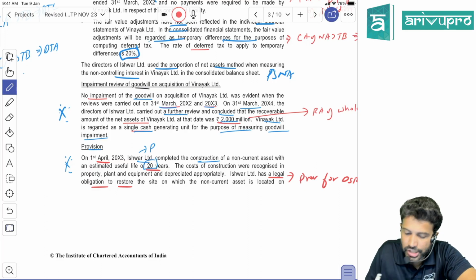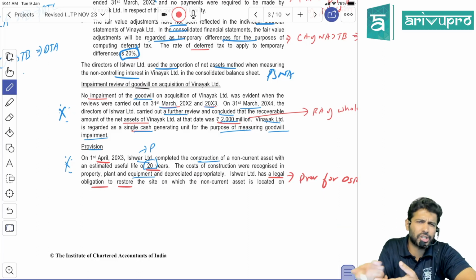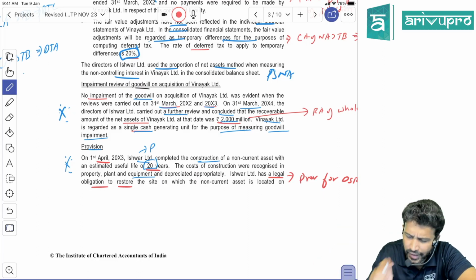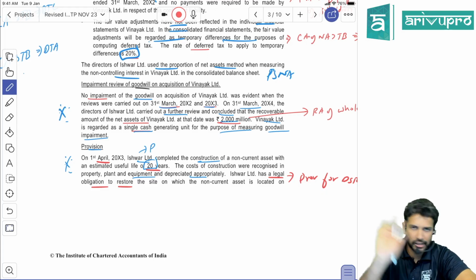The cost of construction was recognized in PPE. So the construction cost is added, yes, they've added it. So depreciation is also done properly, there is no mistake.